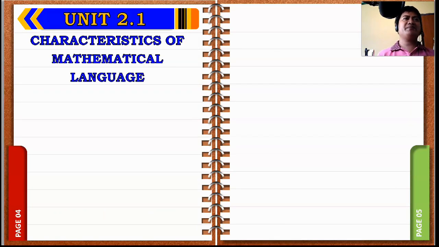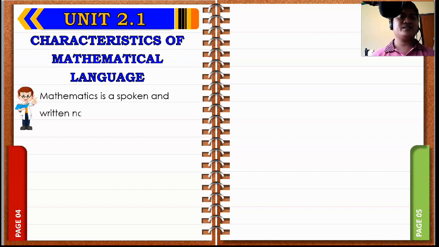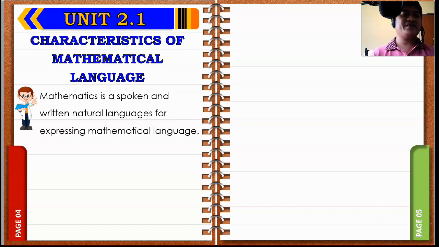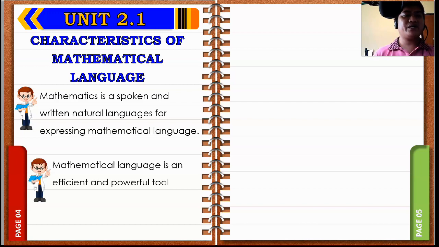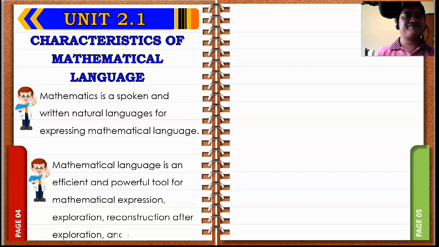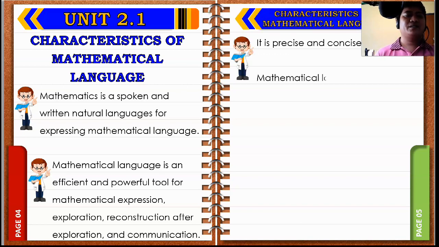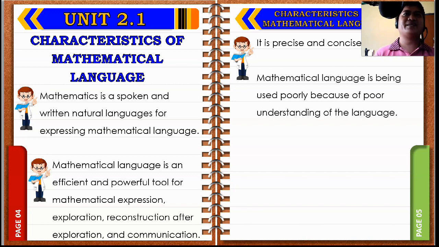So let us start our topic. We have the characteristics of mathematical language. For 1,000 years, mathematicians have developed spoken and written natural languages that are highly effective for expressing mathematical ideas. This mathematical language provides a highly efficient and powerful tool for mathematical expression, exploration, reconstruction after exploration, and communication. Its power comes from simultaneously being precise and yet concise. But some of mathematical language is being used poorly because of poor understanding of the language.